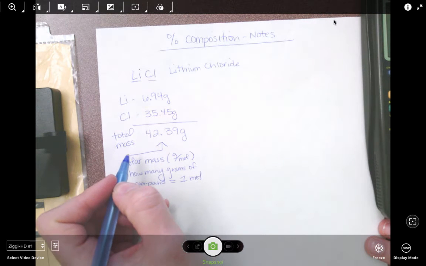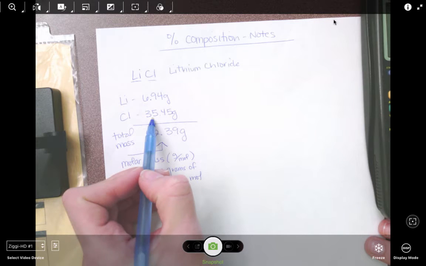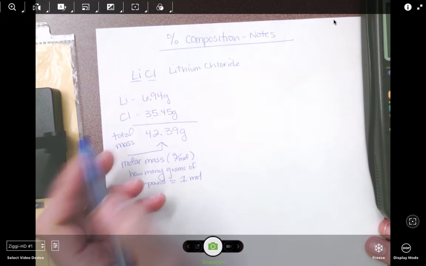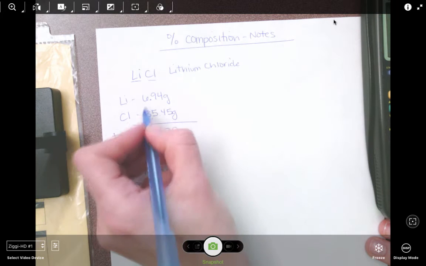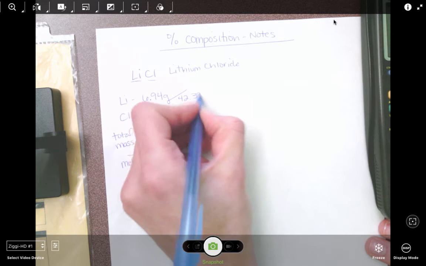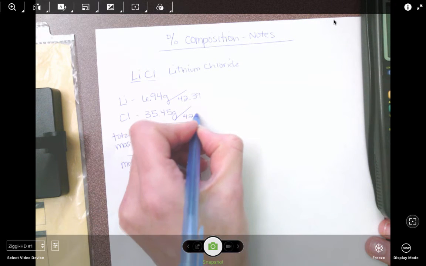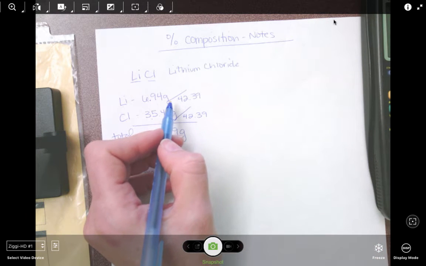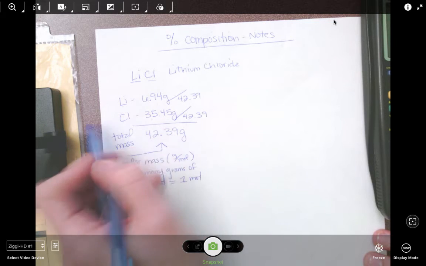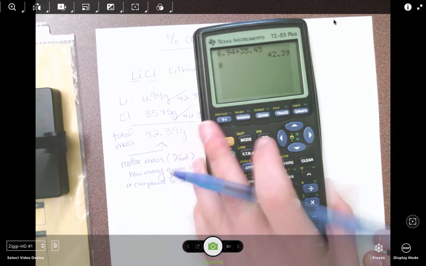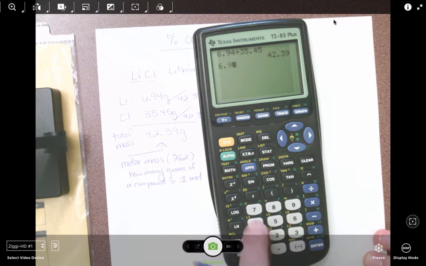So back to calculating percent composition, you need to have the individual masses and the total mass of the compound. The next step is to just divide the individual mass by the total. Because lithium is smaller, it is naturally going to be a lower percent composition of the compound than chlorine, because chlorine has a larger mass. So in your calculator, you take 6.94, which is the mass of 1 lithium, and divide it by the total mass of the compound.